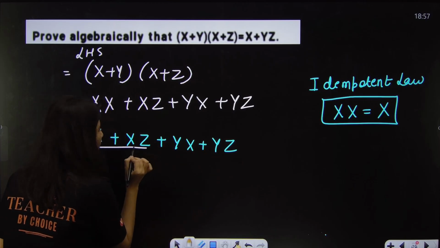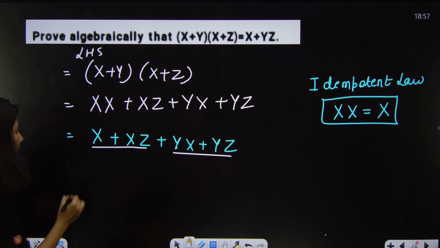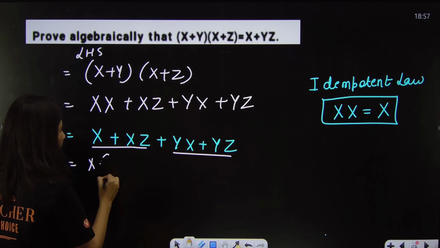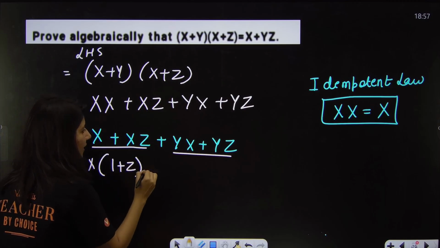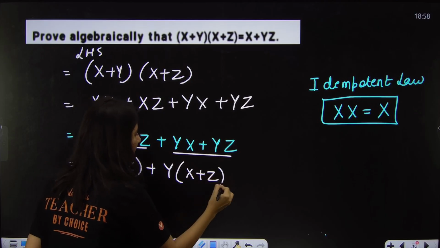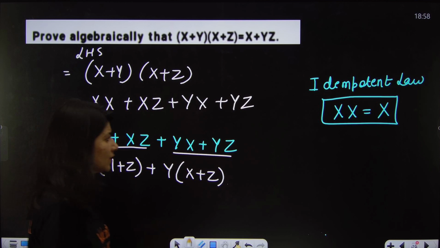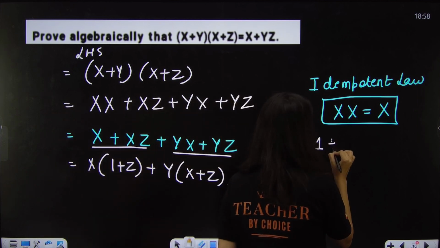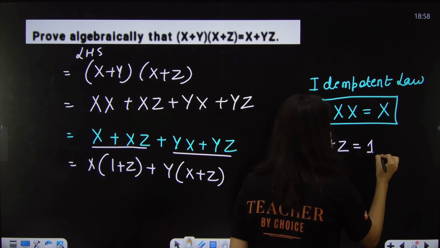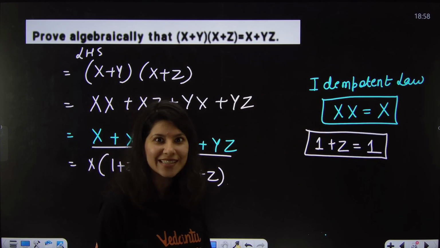Now club them together. And now what you need to do is x you can take common. This is 1 plus z, plus y you can take common, x plus z. Okay, all right. Now 1 plus z. So basically 1 plus z will result in 1 only. How come, ma'am? Now this is something new. 1 plus z is 1.